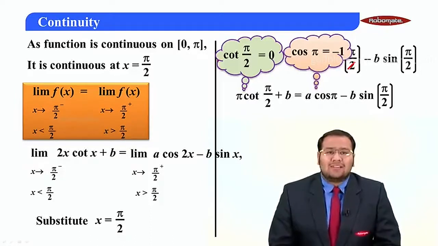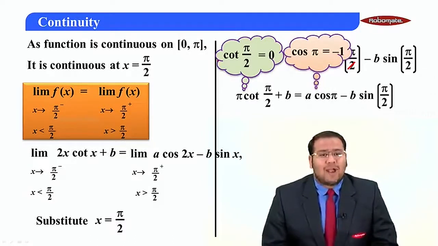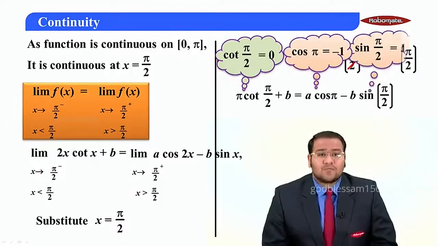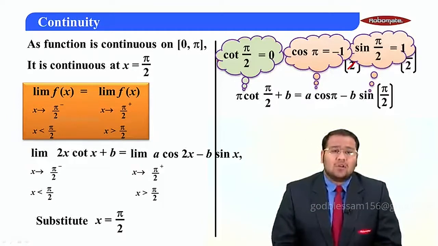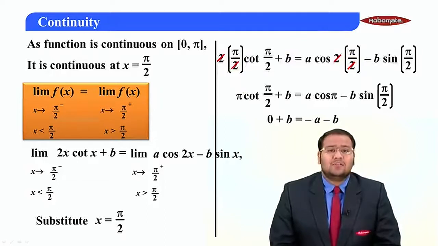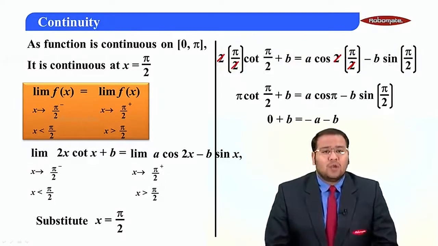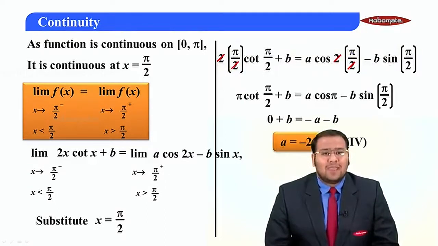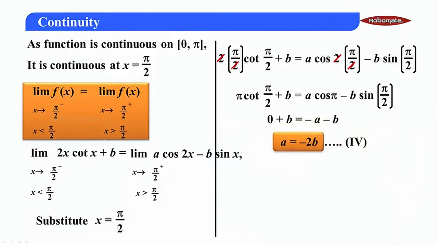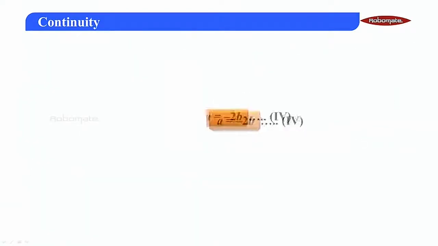We know cos pi is minus 1. So a into minus 1 would be minus a. We know sin pi by 2 is 1. So the equation would be 0 plus b is equal to minus a minus b. Hence I can say a is equal to minus 2b. Mark as equation number 4.